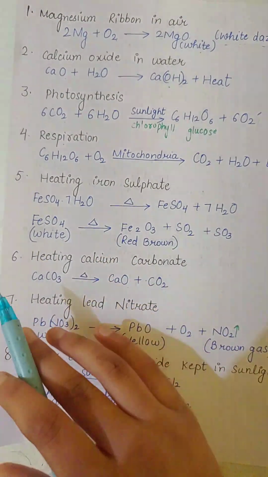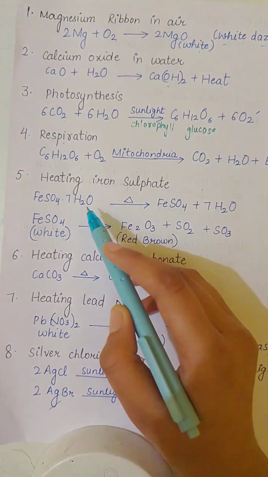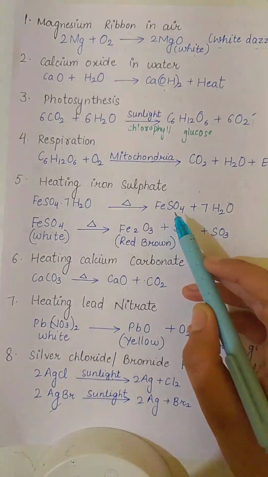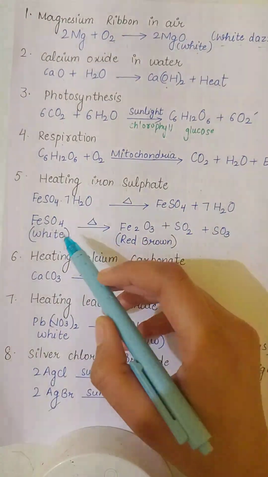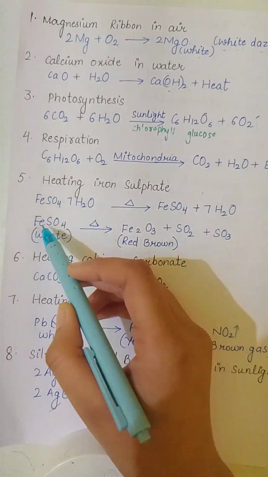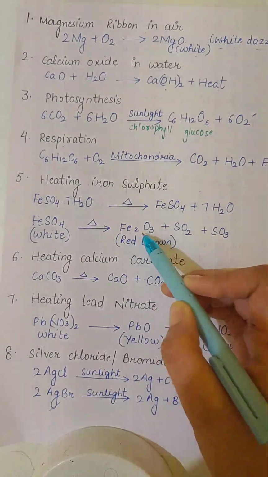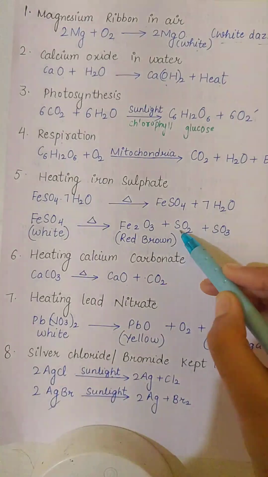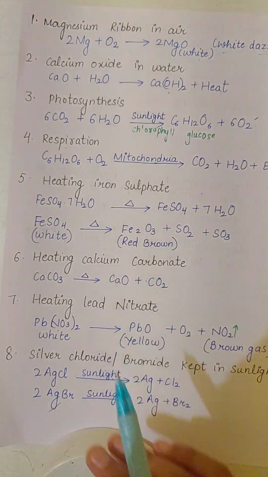When iron sulfate FeSO4.7H2O, iron sulfate having 7 molecules of water, is heated, iron sulfate and water is separated, and if it is heated again, iron sulfate, which is of white color, gives Fe2O3, which is of red brown color, and sulfur dioxide and sulfur trioxide are formed.